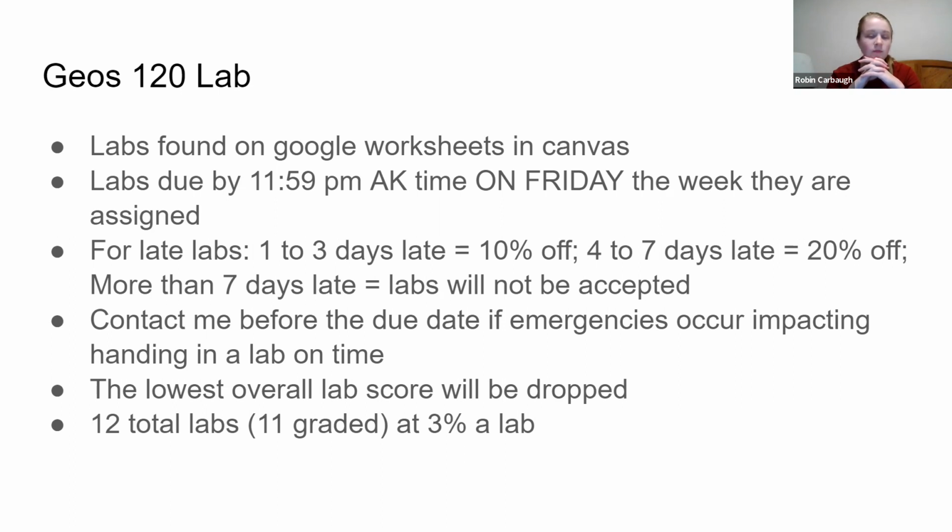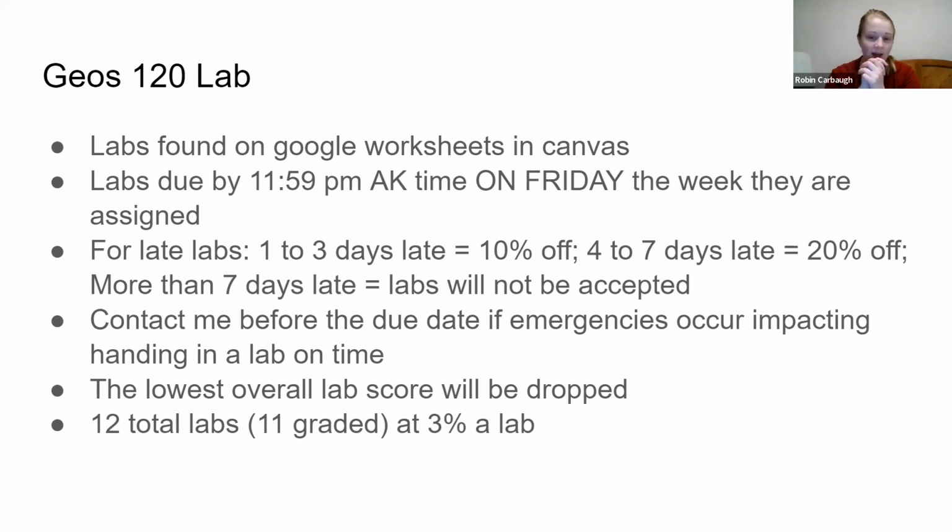Labs are due by 11:59 on the Friday after lab. So this lab is Wednesdays, so that Friday they'll be due. Late labs, if they're 1 to 3 days late, that's 10% off. If they're 4 to 7 days late, that's 20% off. And more than a week, I can't accept it. But I understand that things come up, emergencies come up. If that's going to impact when you can hand in a lab, contact me before Friday, and we can talk about extensions if need be.